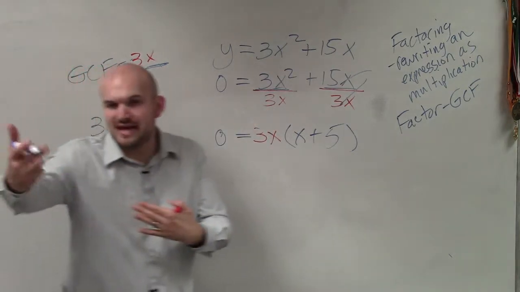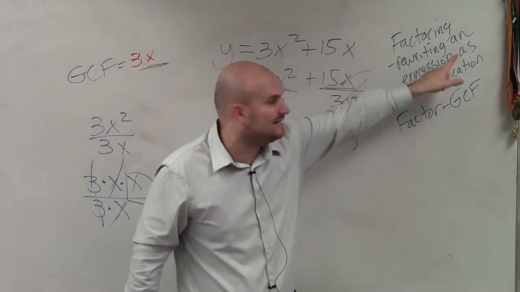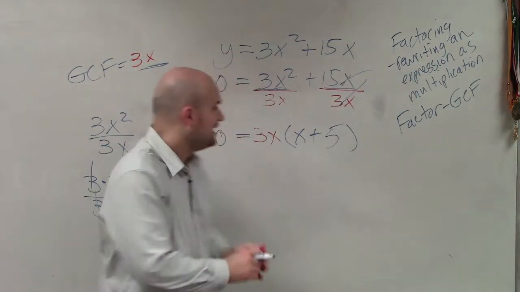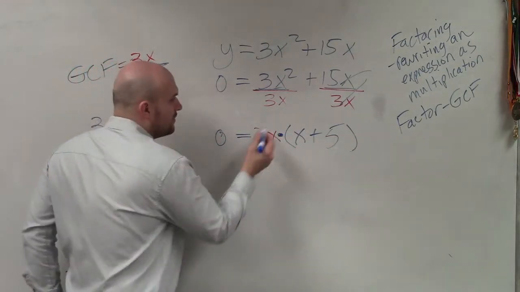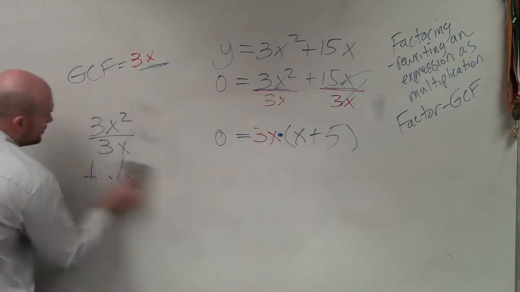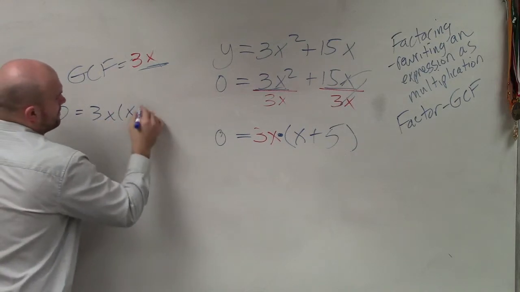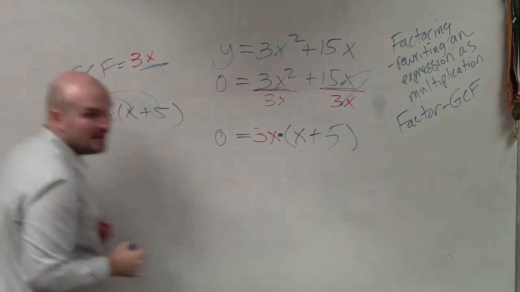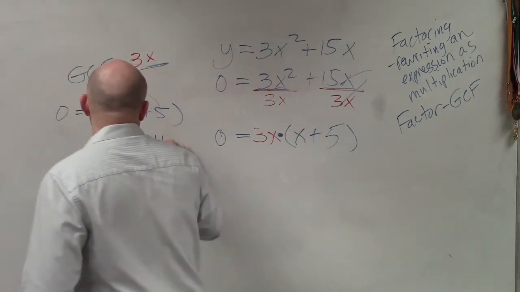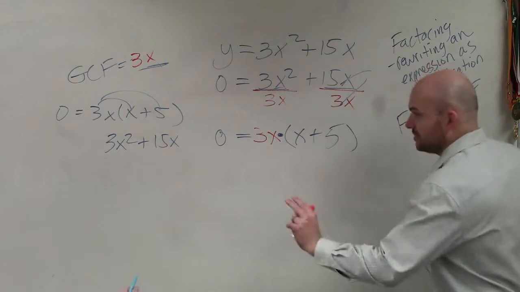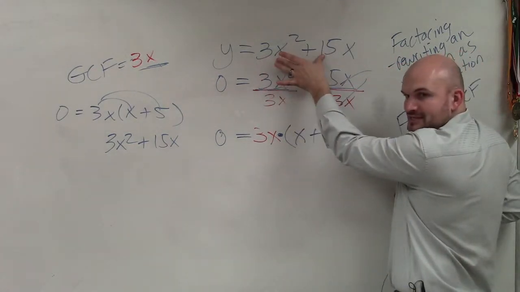So how does that work, Jaziel? Remember what I said about factoring. All factoring is rewriting an expression as multiplication. Is this the multiplication? Yes. It's 3x times this. Now, if I were to multiply these two, would I get back my original expression? Right? Apply distributive property. 3x times x is 3x squared. 3x times 5 is 15x. So what you guys see is when I multiply this times this, I get back my original expression. Do you guys agree with me?